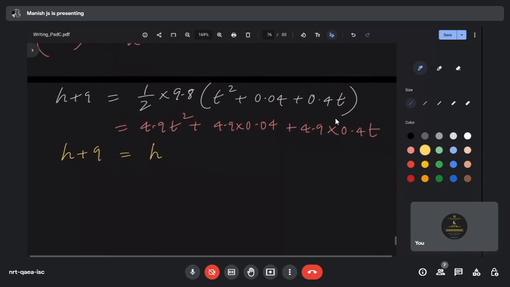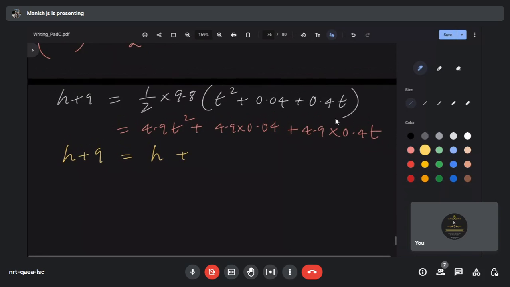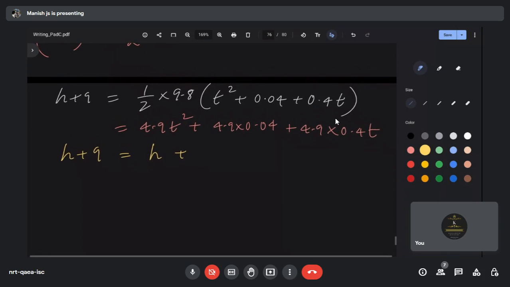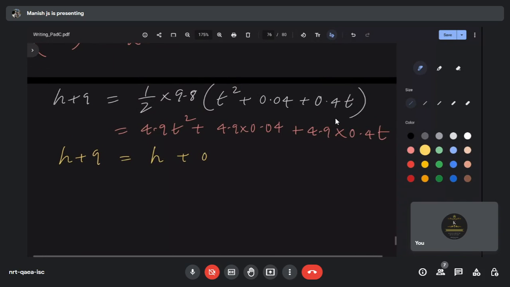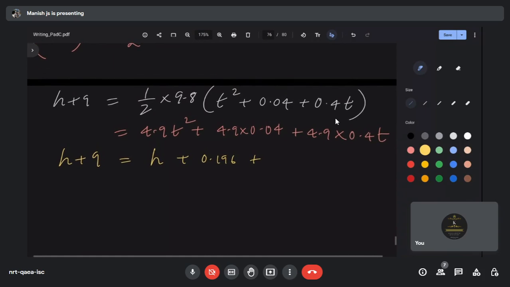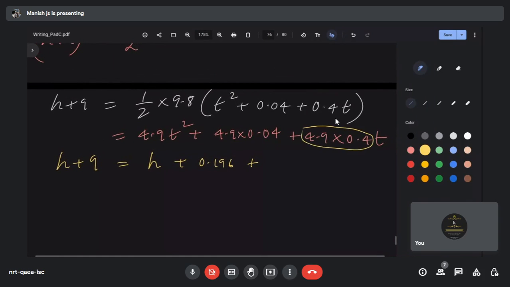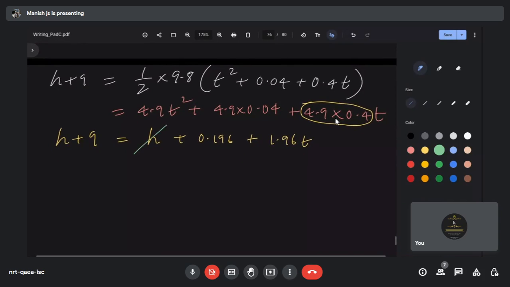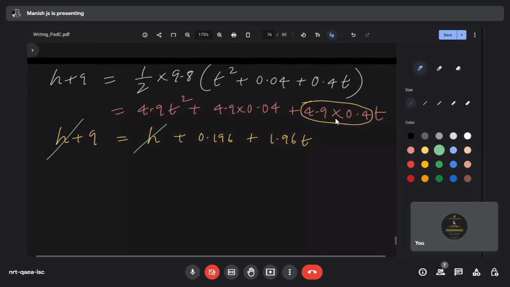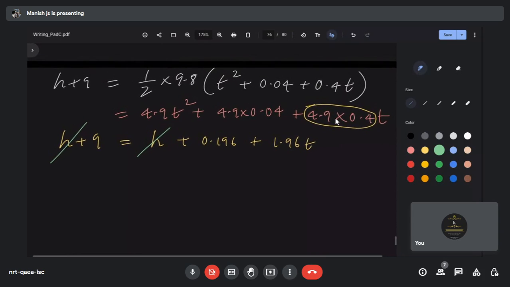So go for simplification. How much is 4.9 into 0.04? 0.196. Okay. Plus 4.9 into 0.4, எவ்வளவு வருது? This value? 1.96. Yes. So ரெண்டு சைடுமே நம்ம h வந்து கேன்சல் பண்ணிக்கலாம். So you can get the value of t now.